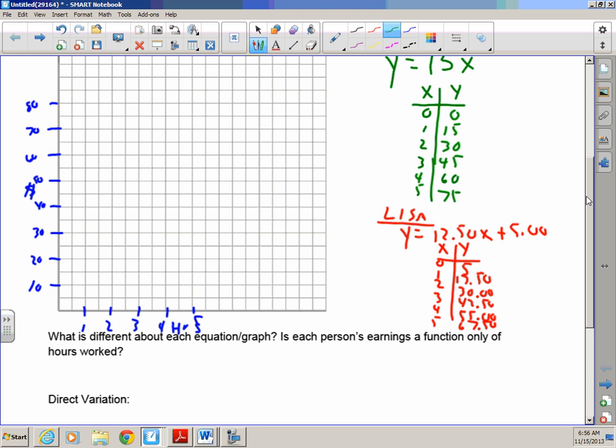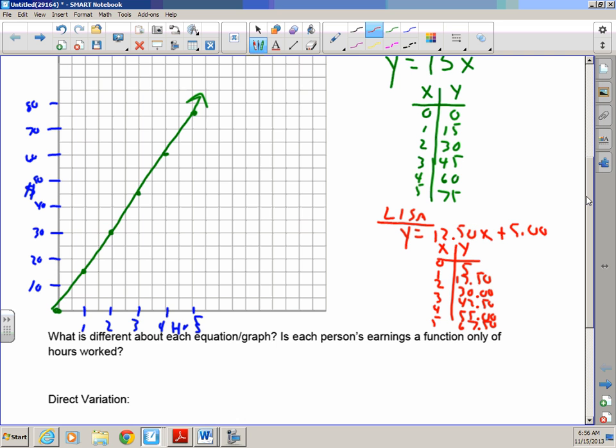So Jill is going to start at 0, 0. At 1, she's going to be at 15. At 2, she's going to be at 30. At 3, 45. 4, 60. And 5, 75. That's such.